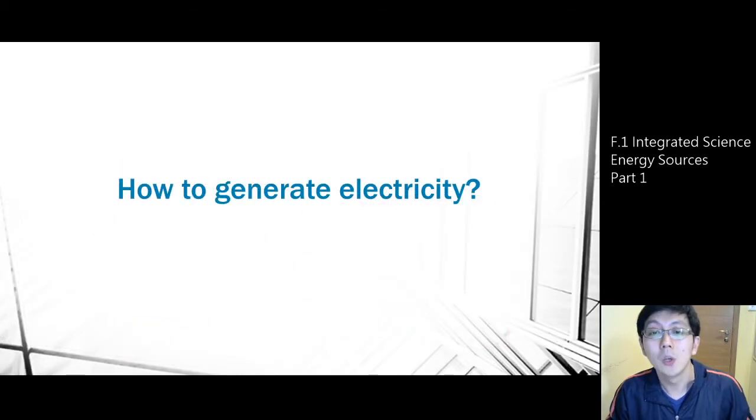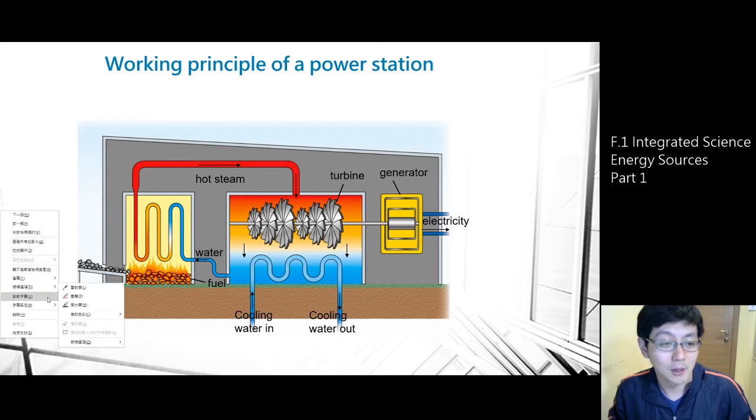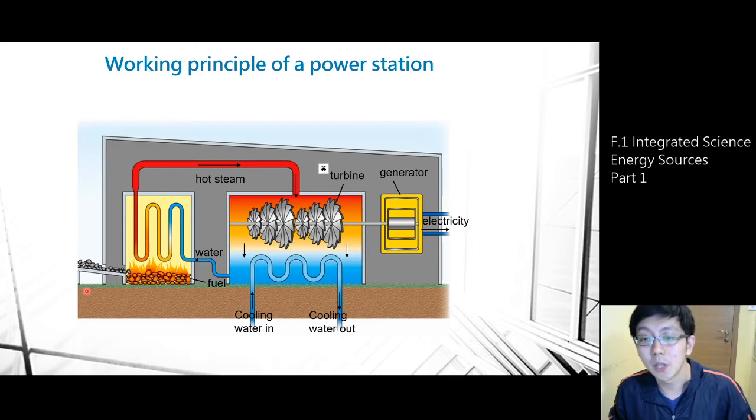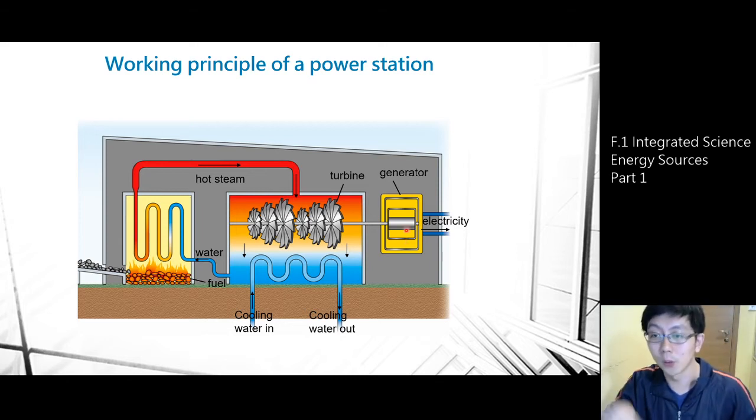Now, how about generating electricity in the power station? The plan will look like this. So I go to the laser pointer again here. In the power station, we still have the turbine. It is moved by the hot steam. The turbine is then connected to a generator. If you can turn the turbine, the generator will move, will rotate to generate electricity.